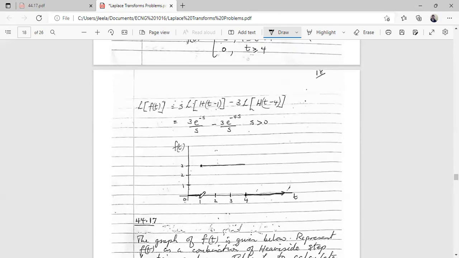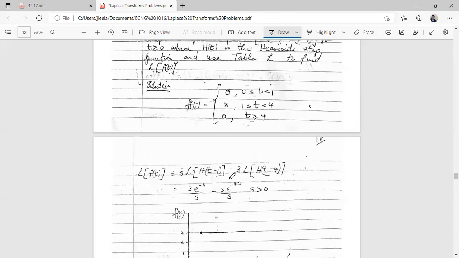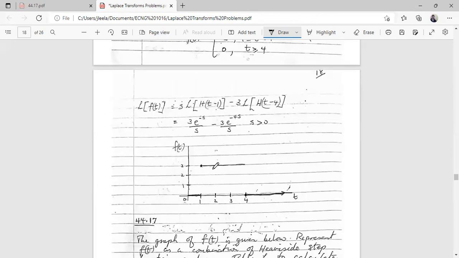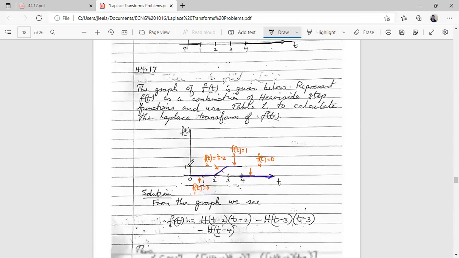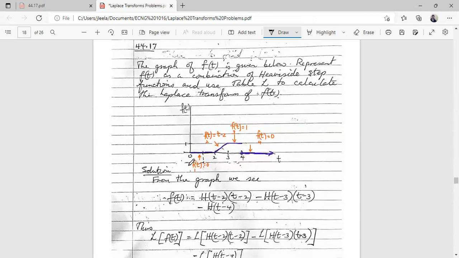Between 0 and 1 is 0. Between 1 and 4, the function is defined to be what? 3. So look at here. And from 4 and beyond, the function is defined to be 0. Right. The graph of f(t) is given below. So 44.17.